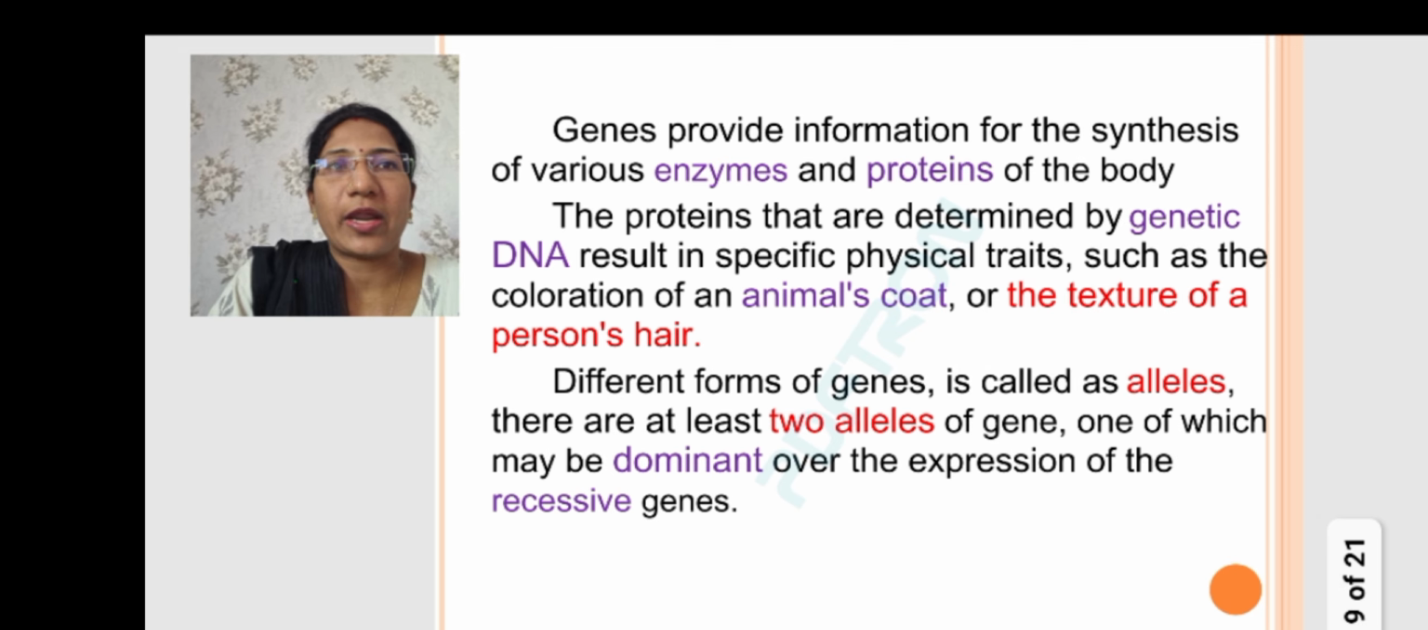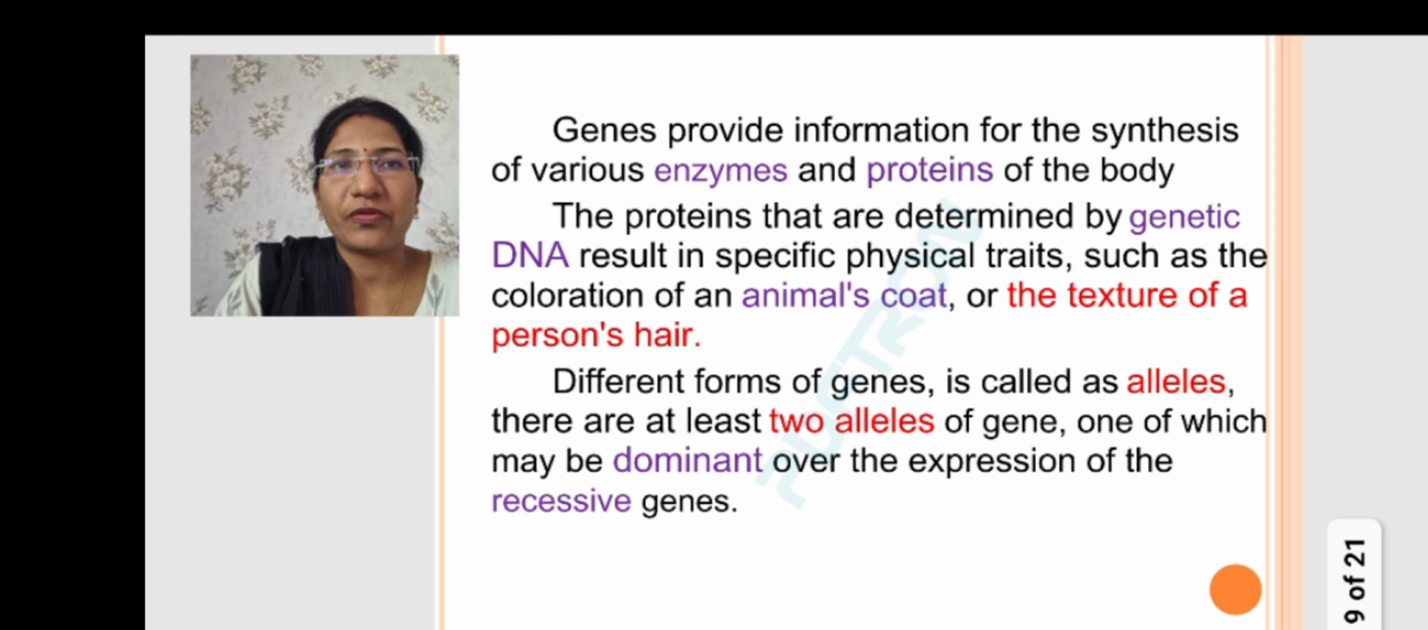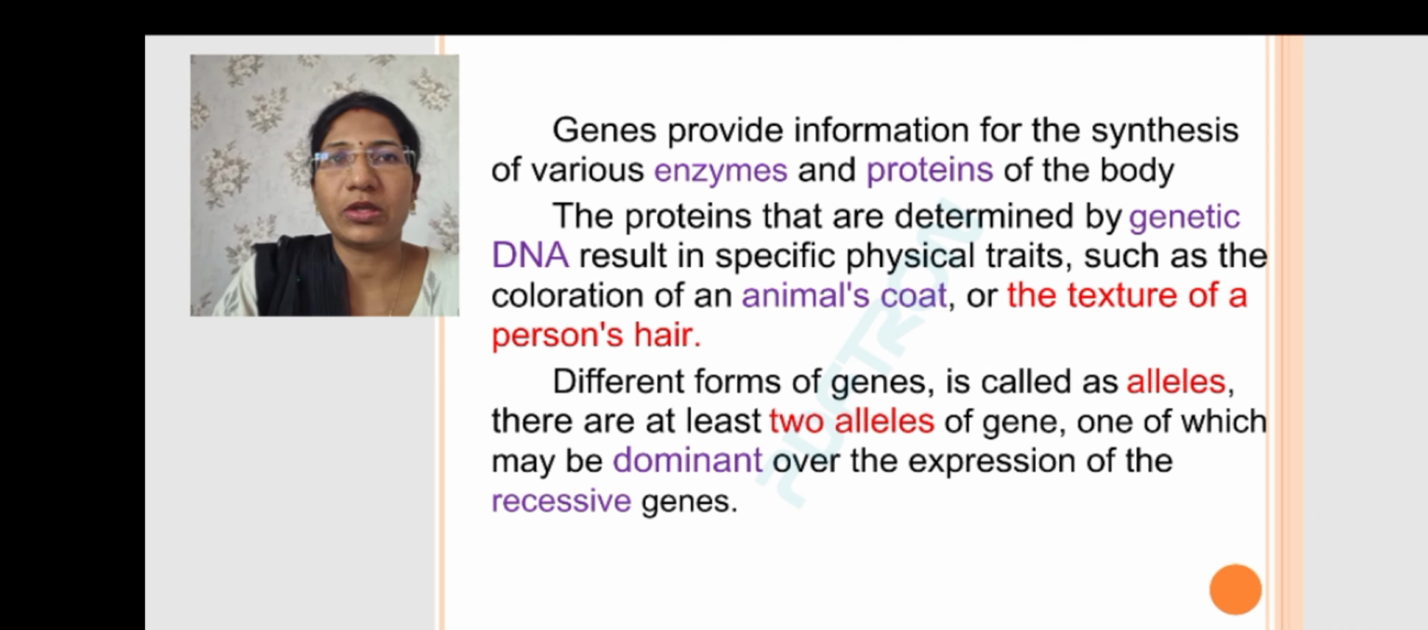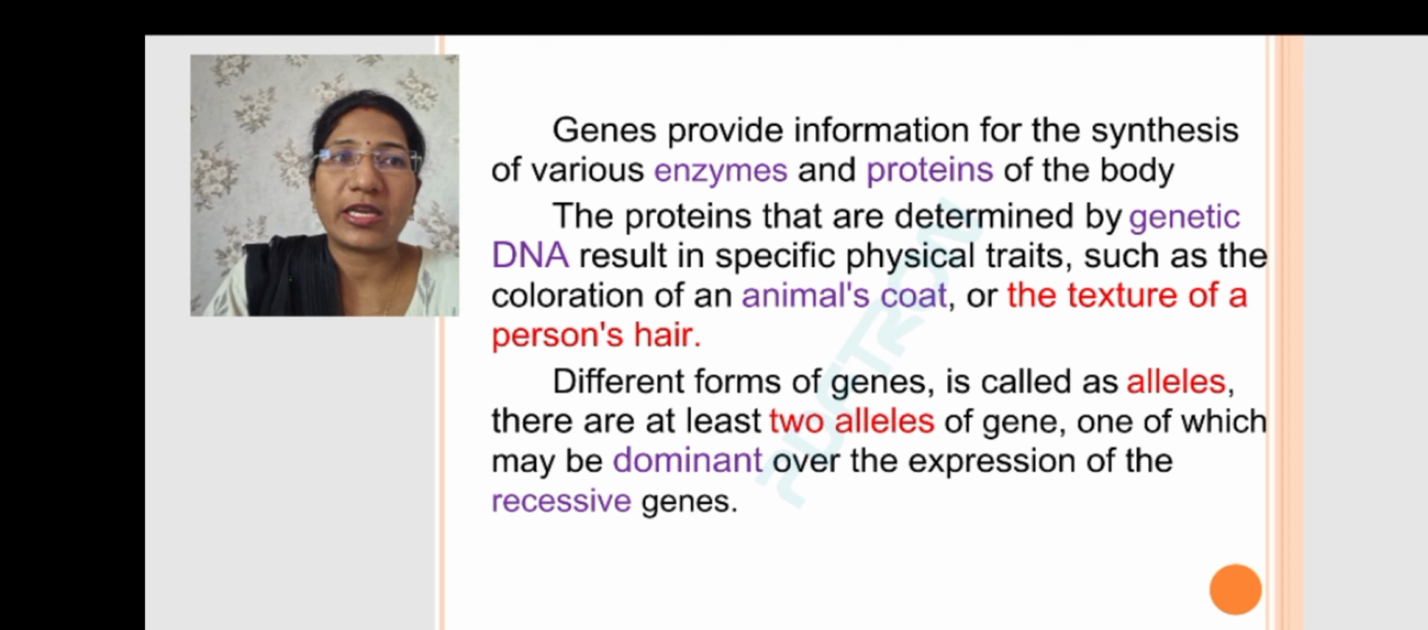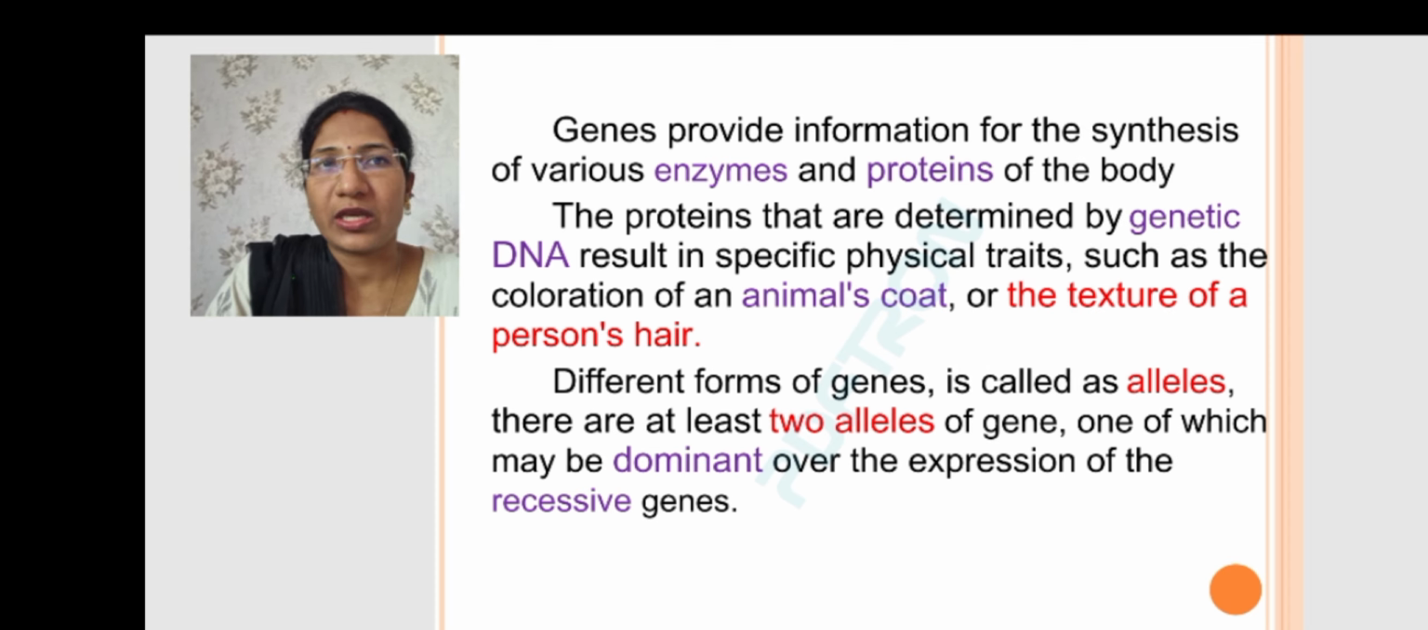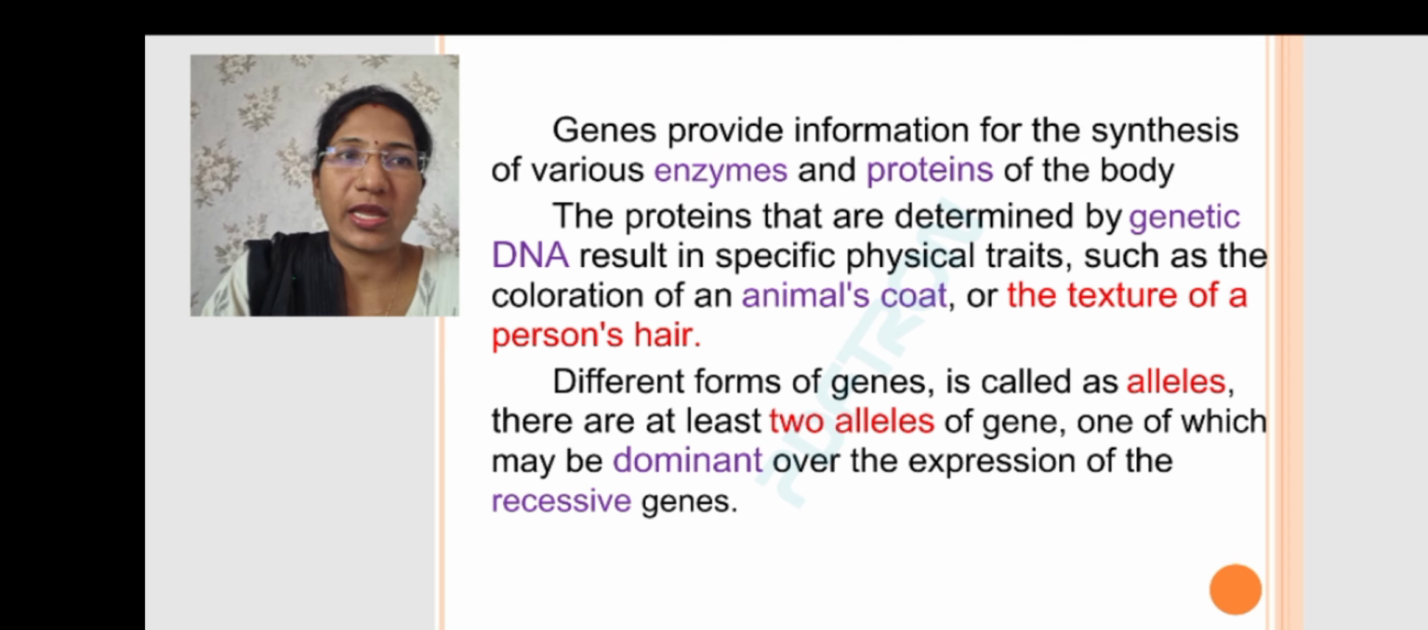Again, genes provide information for the synthesis of various enzymes and proteins in the body. The proteins that are determined by the genetic DNA result in specific physical traits, such as the coloration of an animal's coat, the texture of a person's hair. We have black color, okay, that is the color, and another texture, rough structure, smooth texture, etc.